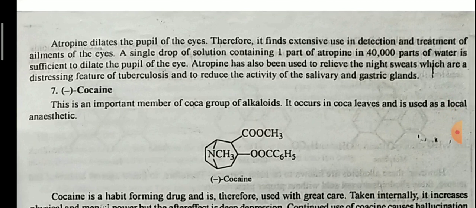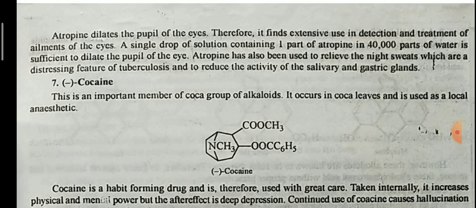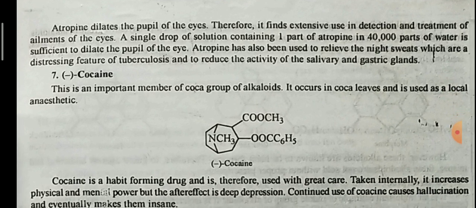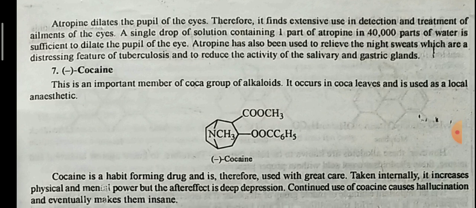A single drop of solution containing 1 part of atropine in 14,000 parts of water is sufficient to dilate the pupil of the eye. Atropine has also been used to relieve the night sweats, which are a distressing feature of tuberculosis, and to reduce the activity of the salivary and gastric glands.